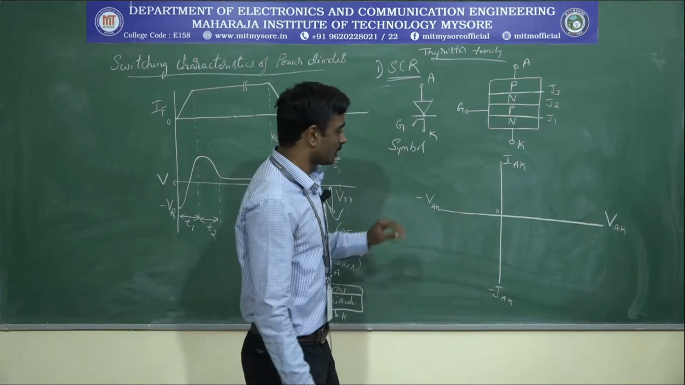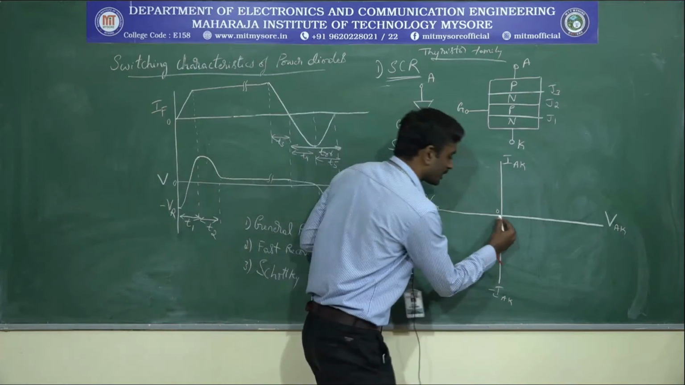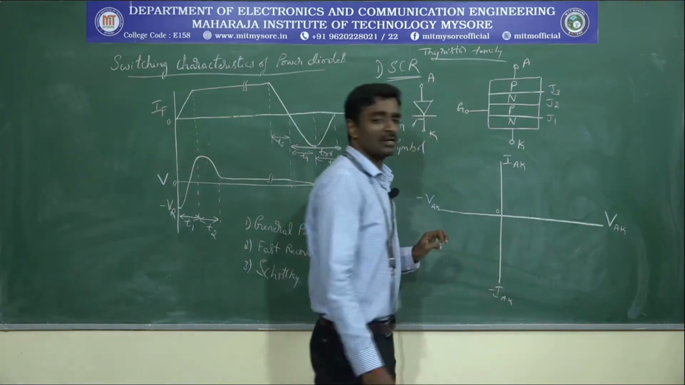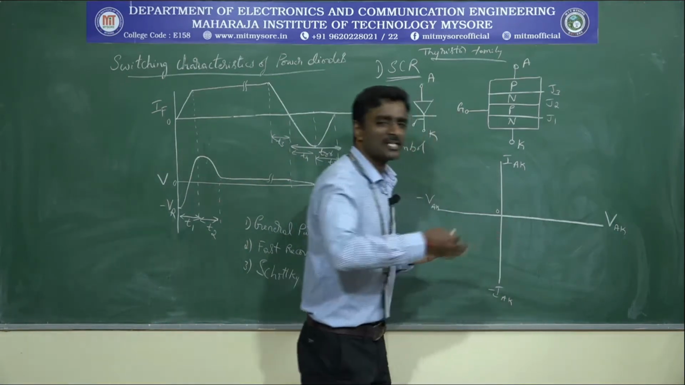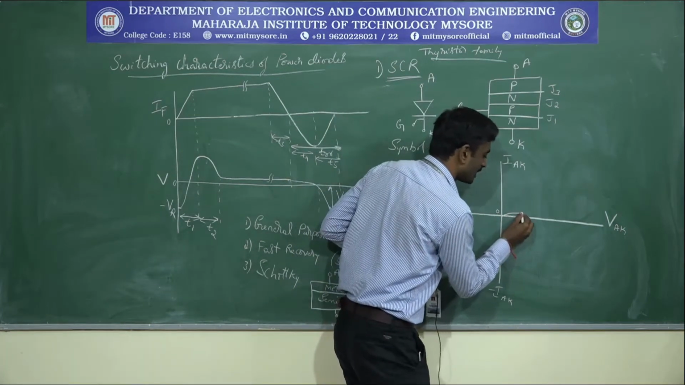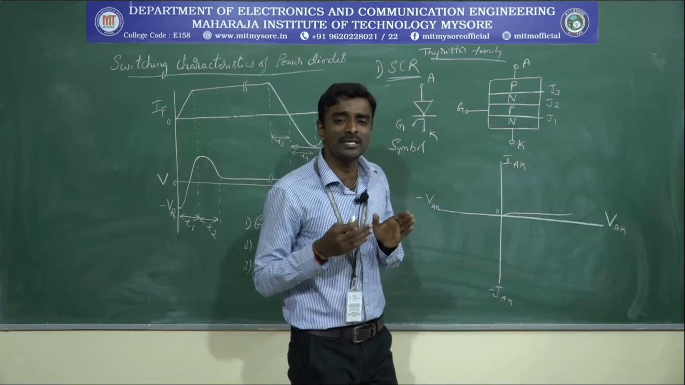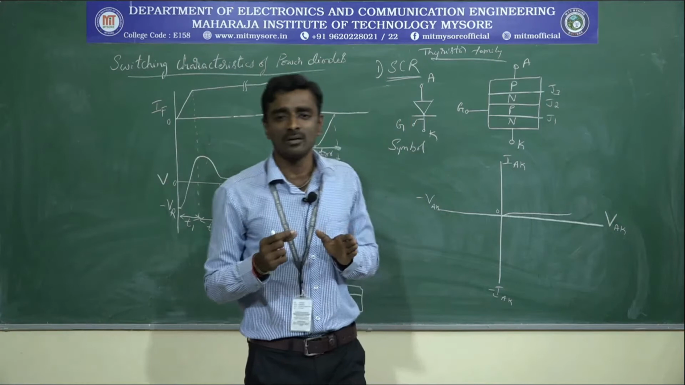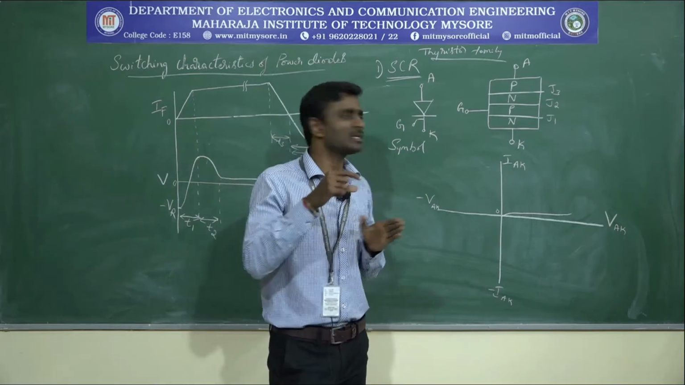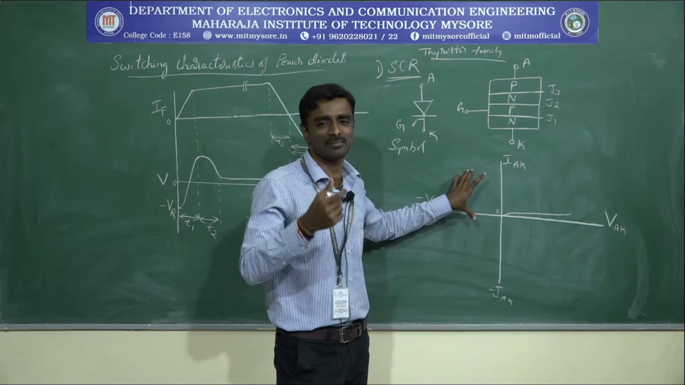So in this case, I will be applying some voltage. What happens? Automatically the voltage will be varying, that is, increasing with respect to this value. The voltage will be increasing gradually, but it needs some maximum voltage to turn on this particular device. That is, to turn on the SCR, you need some maximum voltage.